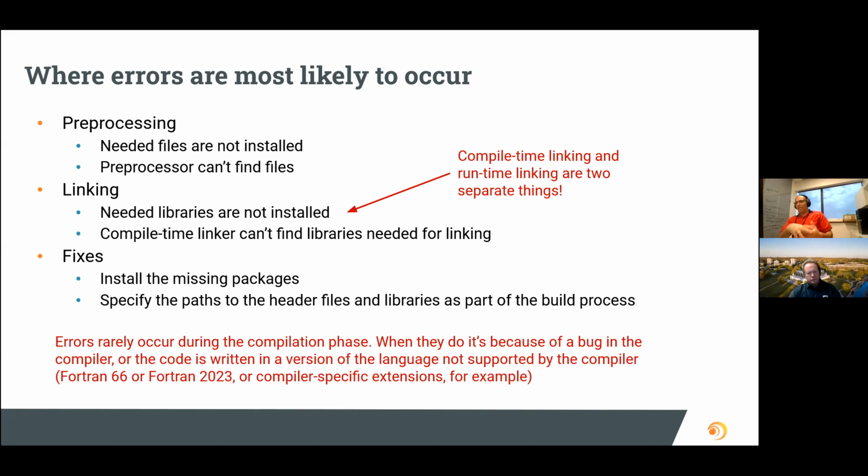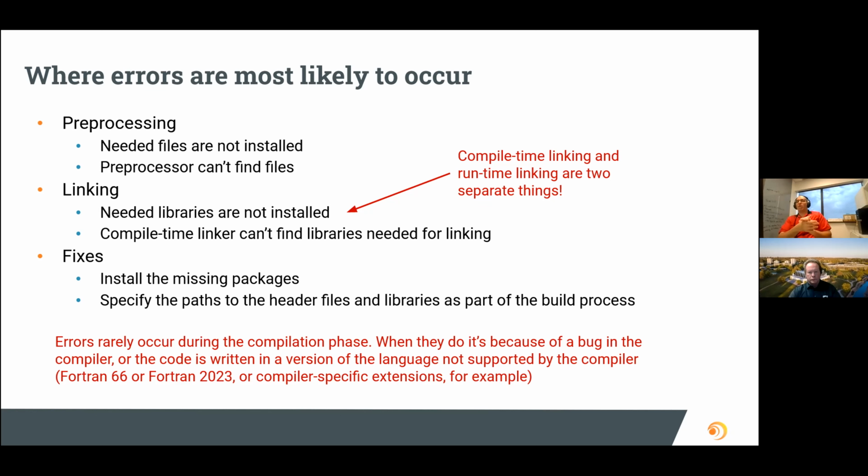And like I just said, errors rarely occur during the compilation phase. When they do, from my experience, it's typically because there's a bug in the compiler, or the code might be written in a version of the language that's not supported by the compiler. For example, Fortran 66 is a very ancient version of Fortran that hasn't been supported by any of the compilers I know of for a number of years. I actually ran into a case about 15 years ago where somebody was compiling something and it was spitting out a bunch of errors because they were using Fortran 66 and that was no longer supported by the compiler.